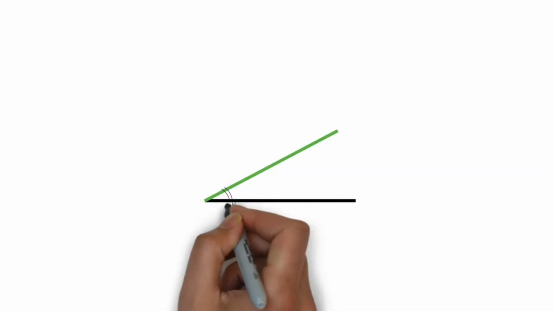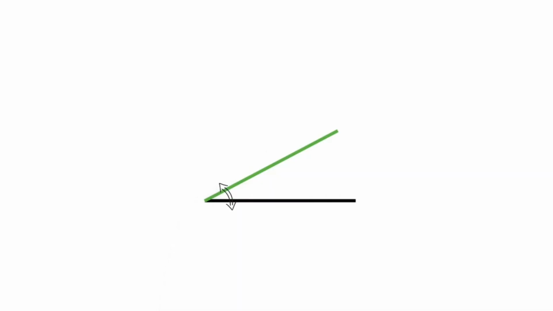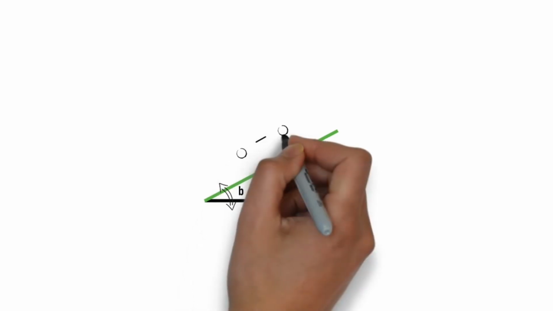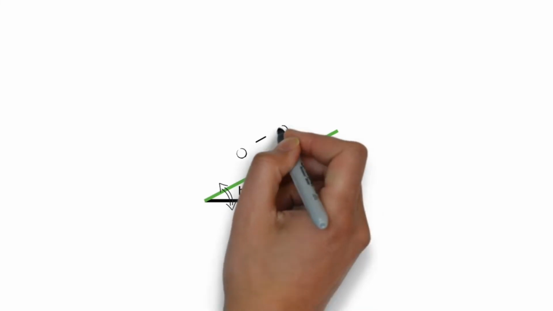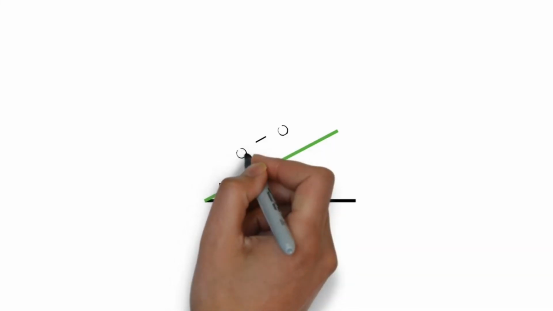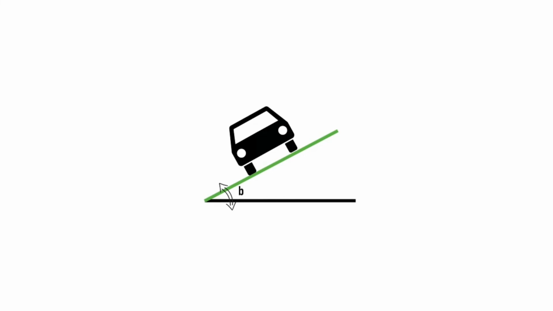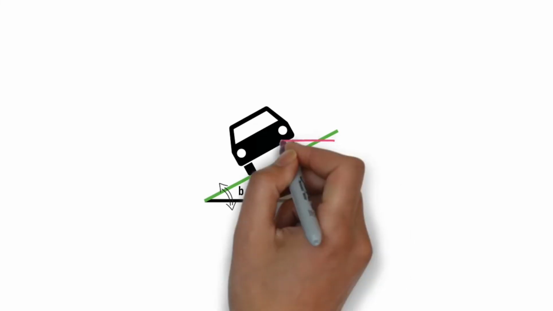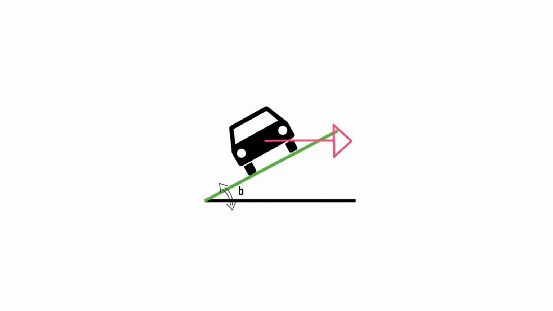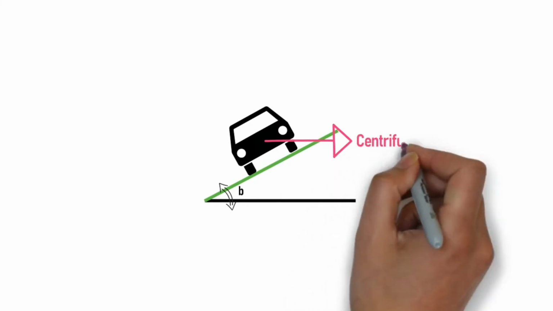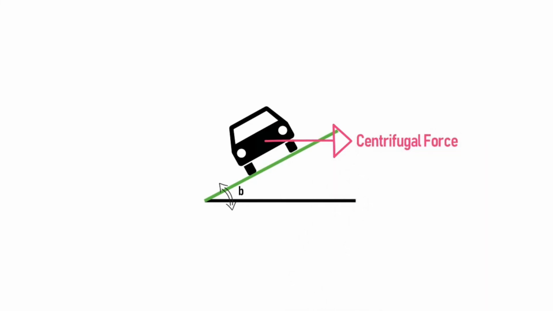Let's consider a road which is indicated by the green color in the picture, which is inclined at an angle B with the horizontal, and on which let's consider a car which is under circular motion. So when it is under circular motion, it is acted on by centrifugal force which is acting radially outwards. So name it as centrifugal force.